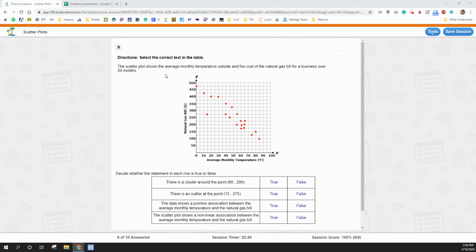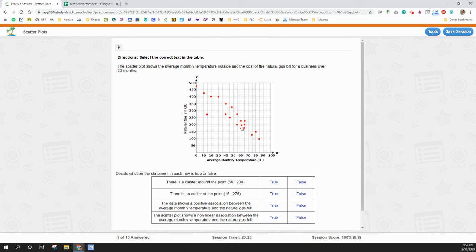All right, next up. The scatter plot shows the average monthly temperature outside and the cost of the natural gas bill for a business over 20 months. So we've got the gas bill measured on the y-axis, and we have the average monthly temperature measured on the x-axis. Decide whether the statement in each row is true or false. First statement. There is a cluster around the point 60, 200. Now this is an ordered pair. Clearly, 60 is our x-coordinate, 200 is our y-coordinate. So let's find that point.